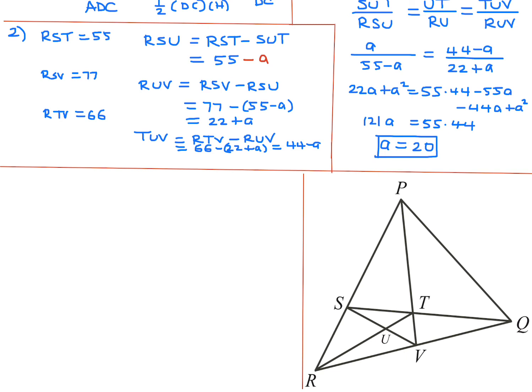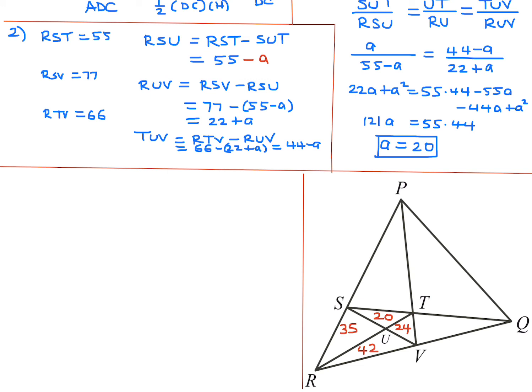Well, now that I know a is 20, I can fill in my values. This one was 55 minus a, so that's going to be 35. This one was just a, so that's going to be 20. This one was 44 minus a, so that's going to be 24. And this one, 22 plus a, will be 42. All right, so I've got numerical values for those. So we've made some very good progress so far.